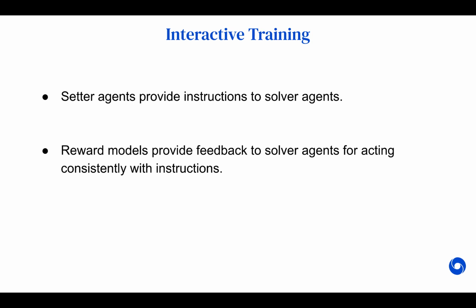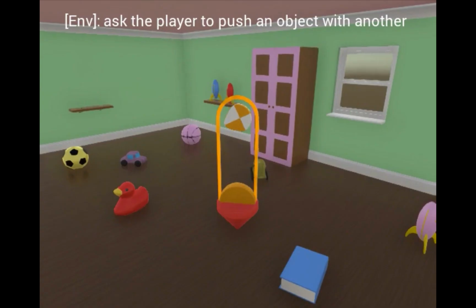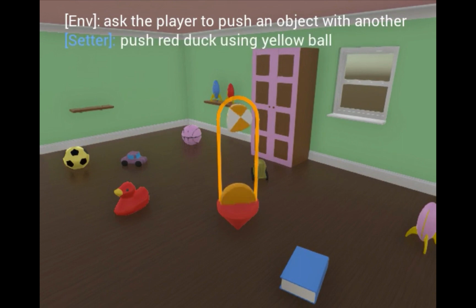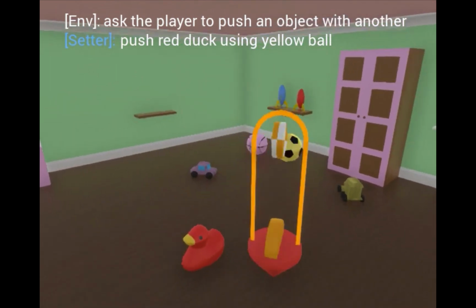The setter agents provide instructions to solver agents, and the reward models provide feedback to the solvers for acting consistently with those instructions. In this video, we see two agents interacting during training. The setter agent is off screen, and the solver agent is in yellow. The setter says, "Push the red duck using yellow ball," and the solver looks at the red duck, pushes aside, and gets the yellow ball to push the red duck.